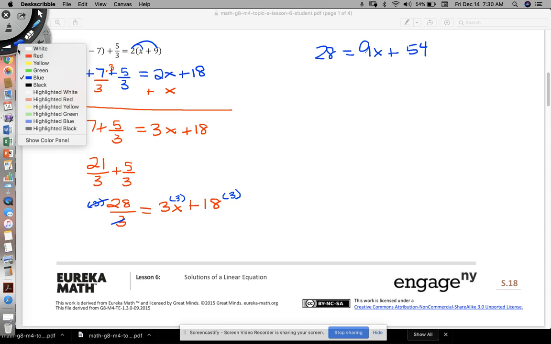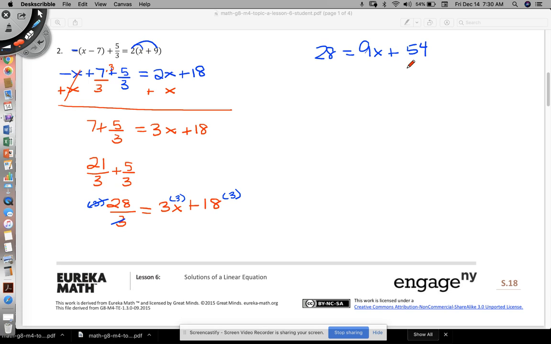All right, now the only way I can keep the x positive here is to move this 54. So I'm going to subtract 54. Even though you're going to get a negative number, that's okay. We have negative numbers in math. So 28 minus 54, or excuse me, 26. Oh my goodness, I just saw my mistake. There we go. 26. All right. 26 minus 54 is going to give me a negative 28.